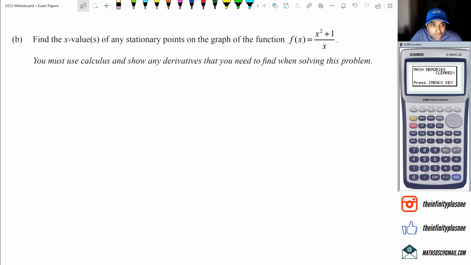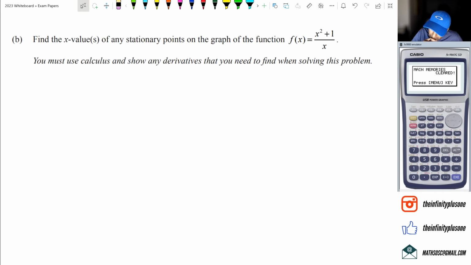Cool, so let's go to question 1b. With 1b, stationary points. Alright, so what we've got to do is differentiate it and put it equal to 0. And I think the question's only asking for x values, so we're not really looking for the coordinates, but rather just the x values. So differentiate it, put it equal to 0, and you're pretty much good to go.